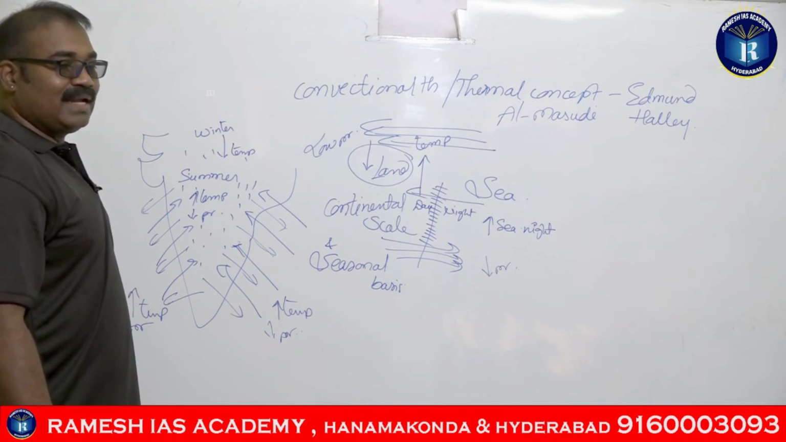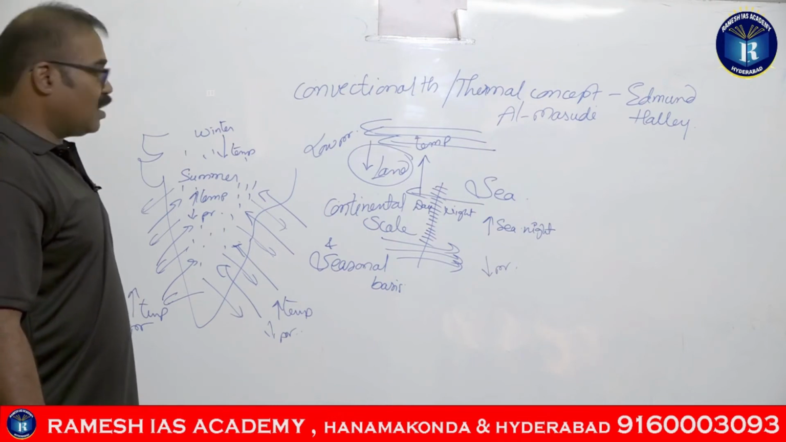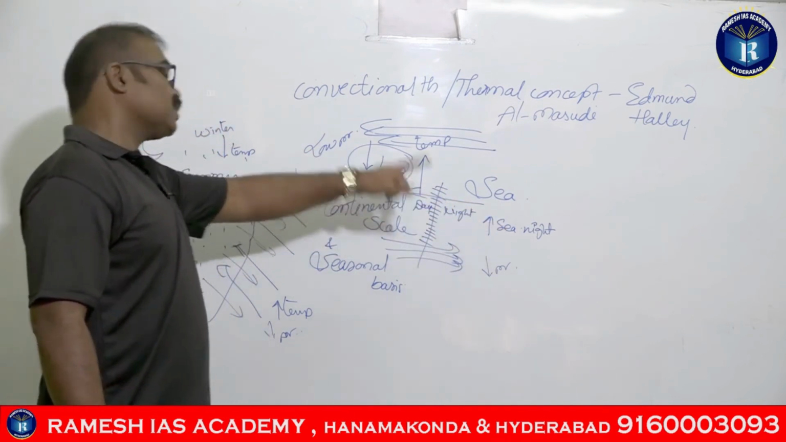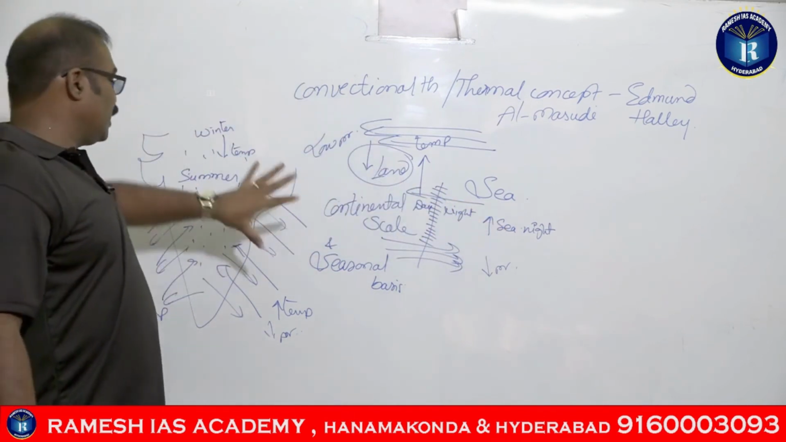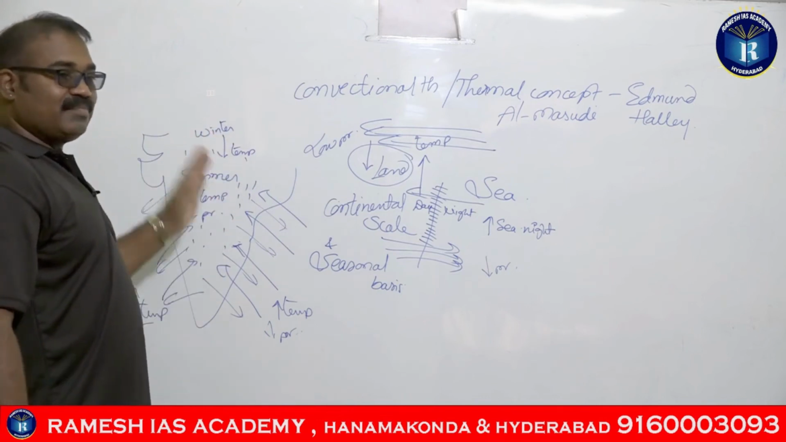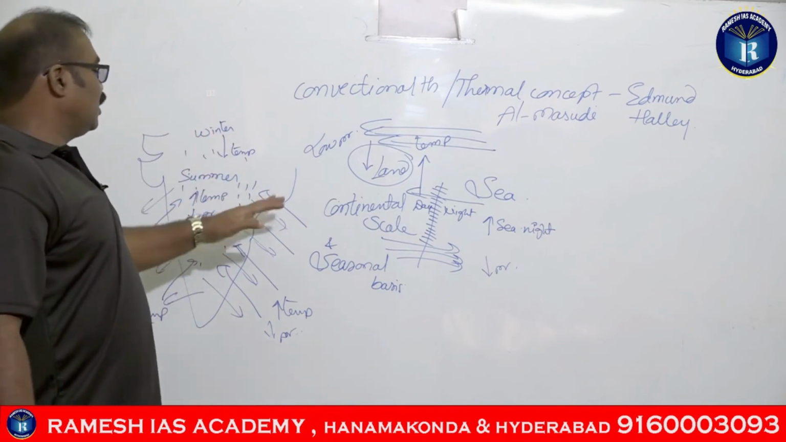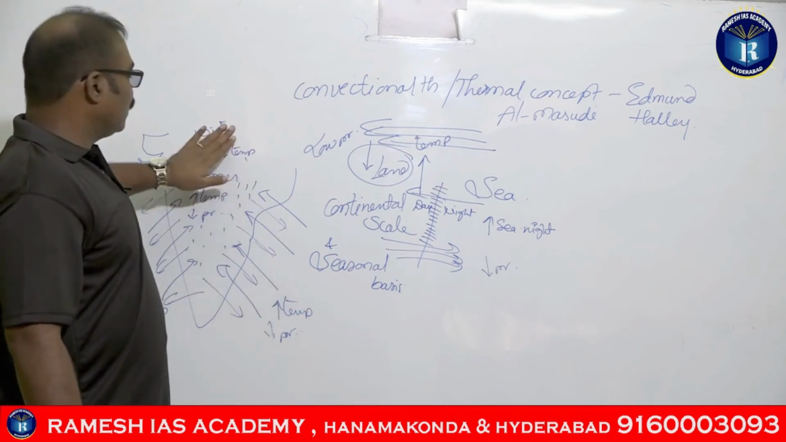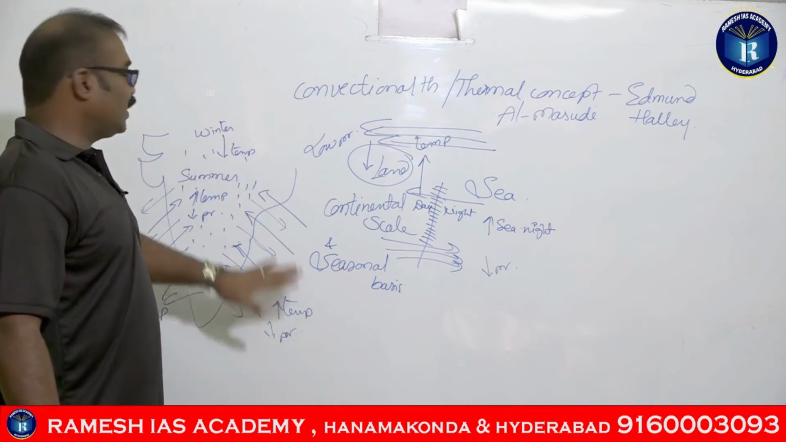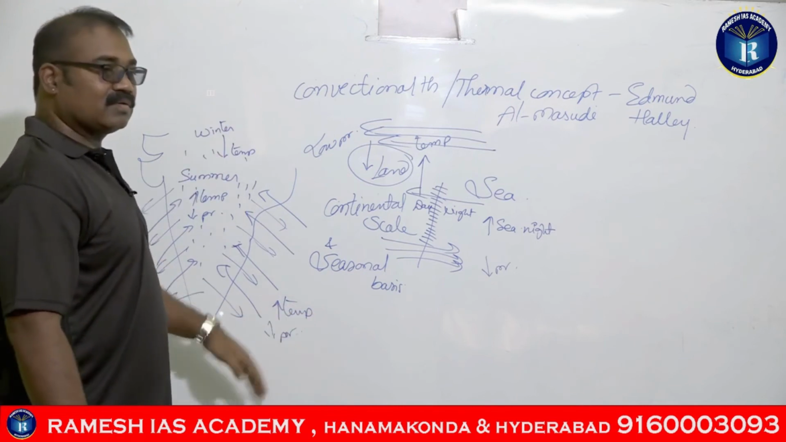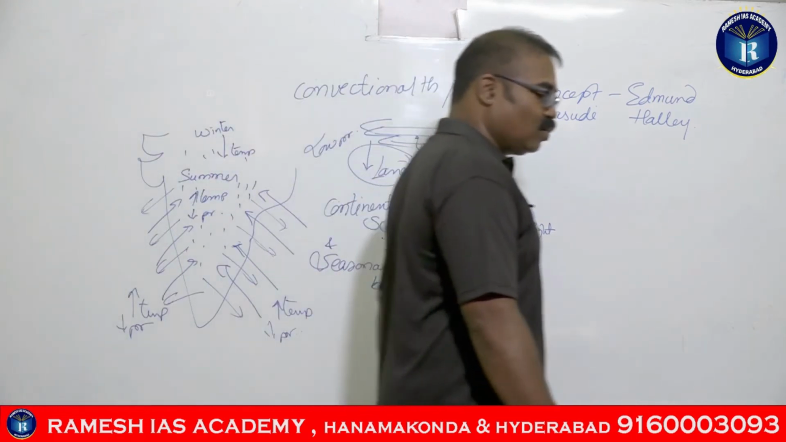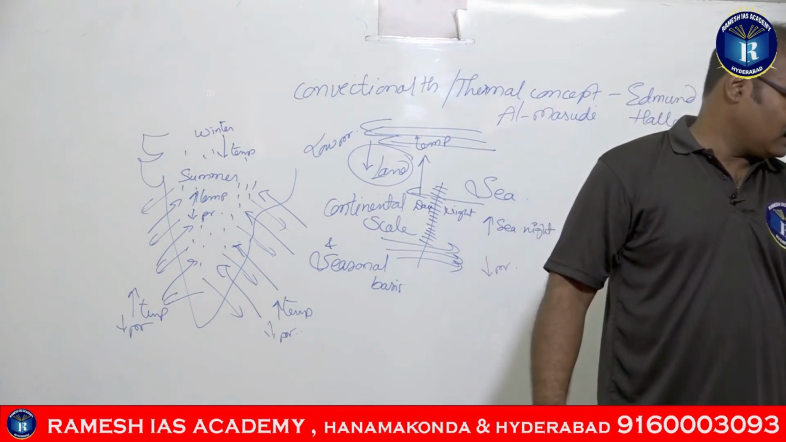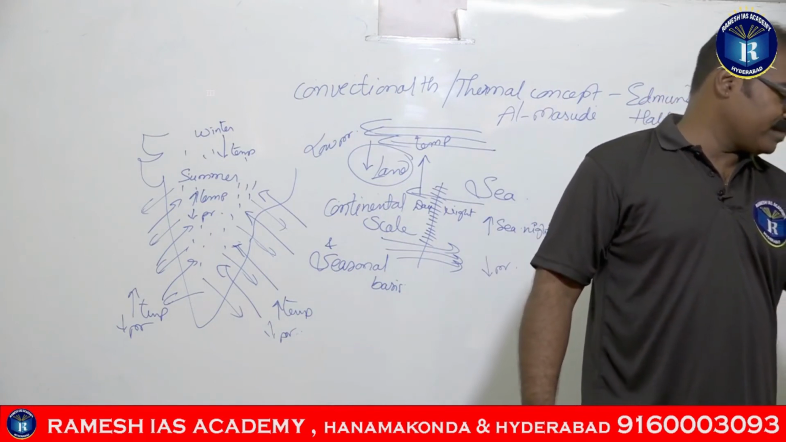So according to Edmund Halley, monsoons are nothing but the land and sea breezes on a continental scale and seasonal basis. If you look at this as coastal land, coastal sea, daytime, nighttime, but here summer, winter. Second was the explanation given by Flohn.